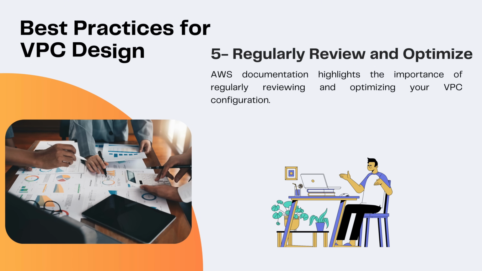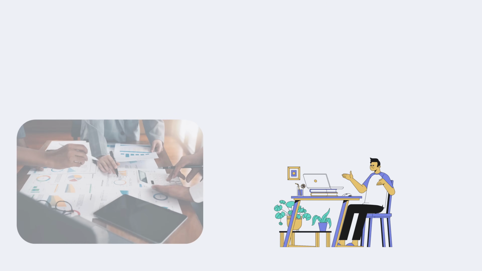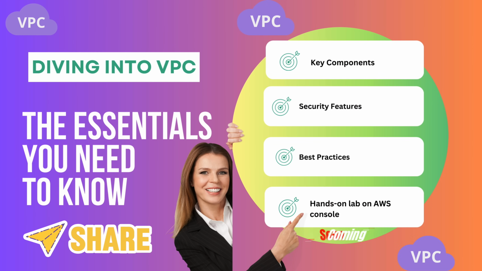5. Regularly review and optimize. AWS documentation highlights the importance of regularly reviewing and optimizing your VPC configuration. This includes checking for unused resources, optimizing routing and security rules, and staying up to date with the latest AWS features and best practices. Now, let's dive into a hands-on lab using the AWS console.